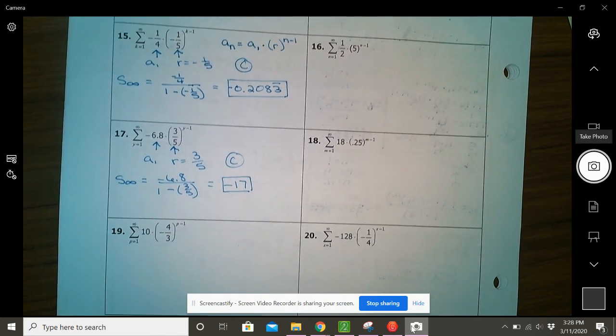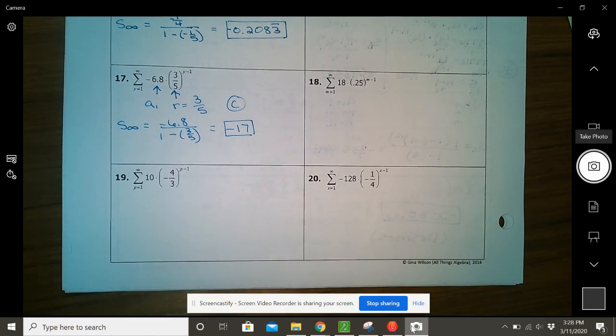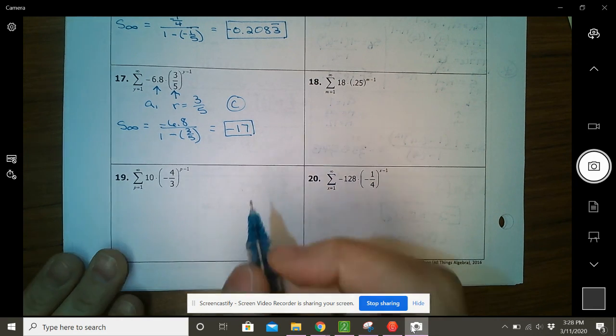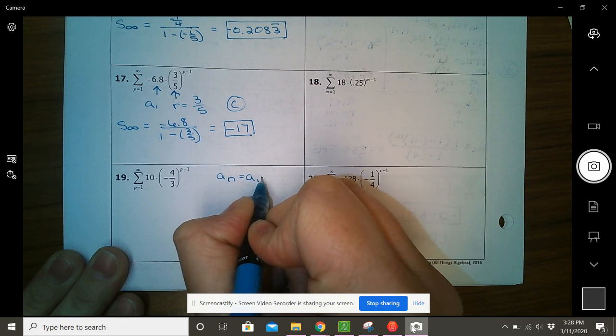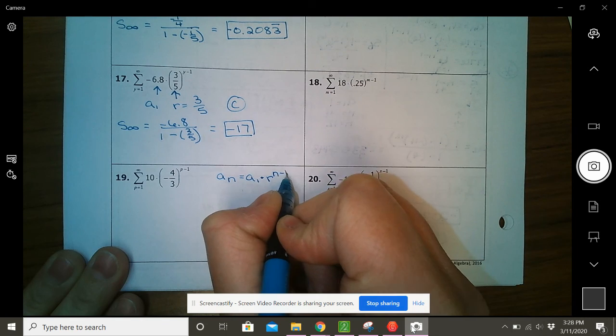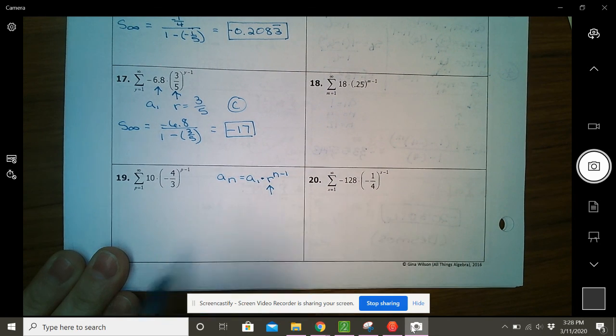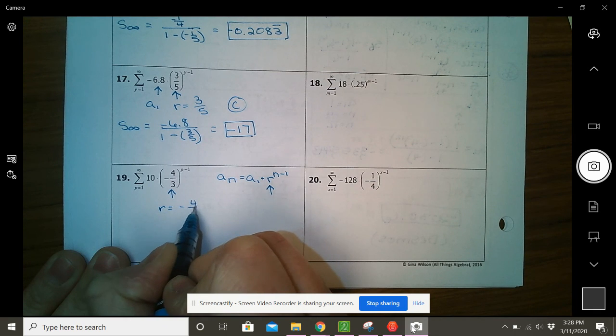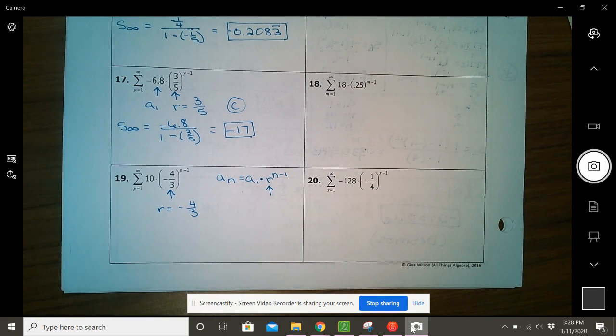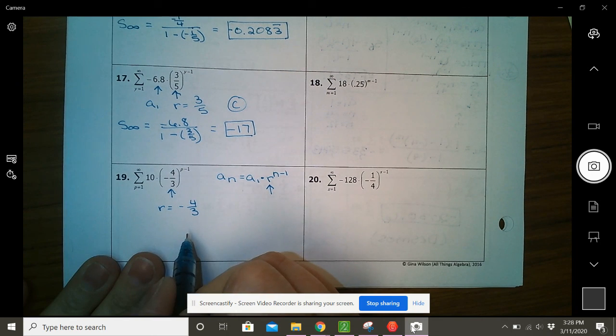All right, one to go with you on the odd examples. And this one's a quickie. And the reason I know this one's a quickie is because I know my sequence formula. Writing this down again for you. It shows me where the R value is. So the R value, the common ratio, is negative 4/3, which totally stops this problem.